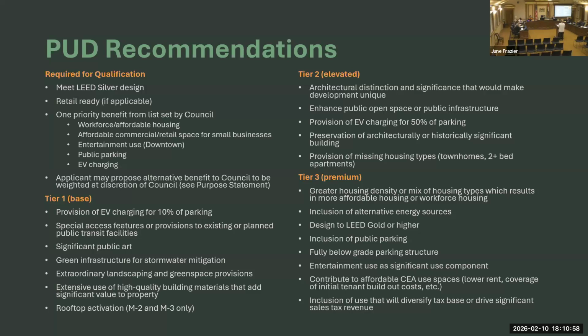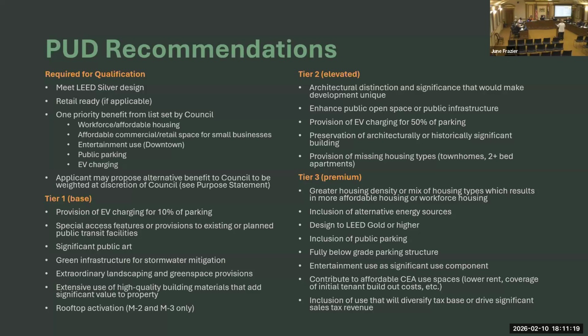So under the tier one, what I tried to do is look at some of our existing benefits or elements of projects that have been approved in the past. The tier ones should be a little bit more achievable. So maybe the cost for a developer to choose this is a little bit lower. They might have to tweak their project a little bit less to get it, but it's still something that we value. So that's the tier one.